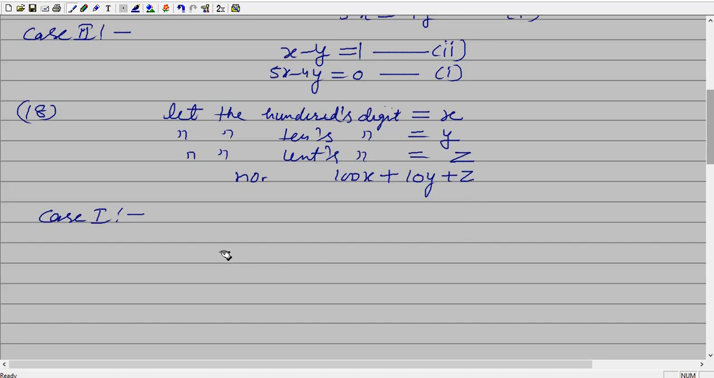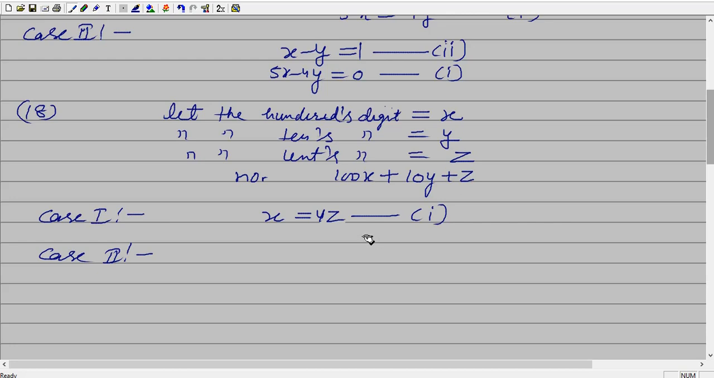Case first. A number of 3 digits has the hundreds digit x, 4 times the unit digit. So we simplify: x equals 4z. That is equation number 1. In the case second, I told you already that we make 3 equations and then solve simultaneously to find x, y and z.